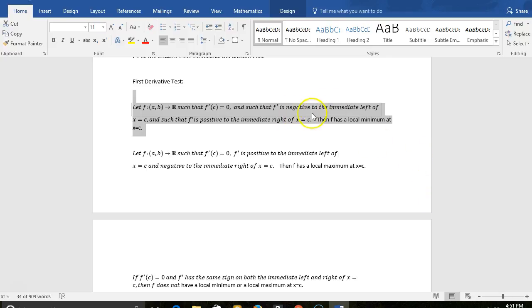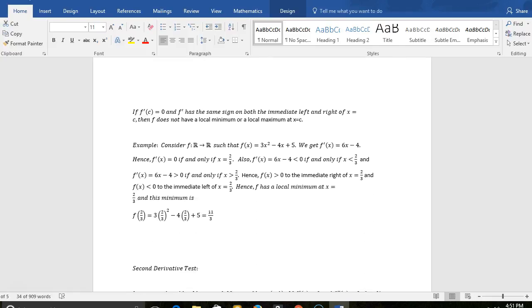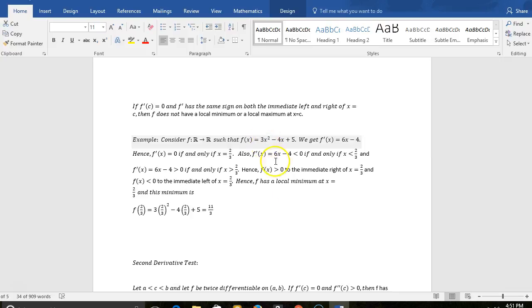So again, f prime negative to the immediate left and positive to the immediate right means a local minimum. And we just get lucky because our example is so nice, it happens to also be an absolute minimum. But to be an absolute minimum, you have to go in and check. The rules above just give us local. This one happens to be both local and absolute. But anyway, there's that.